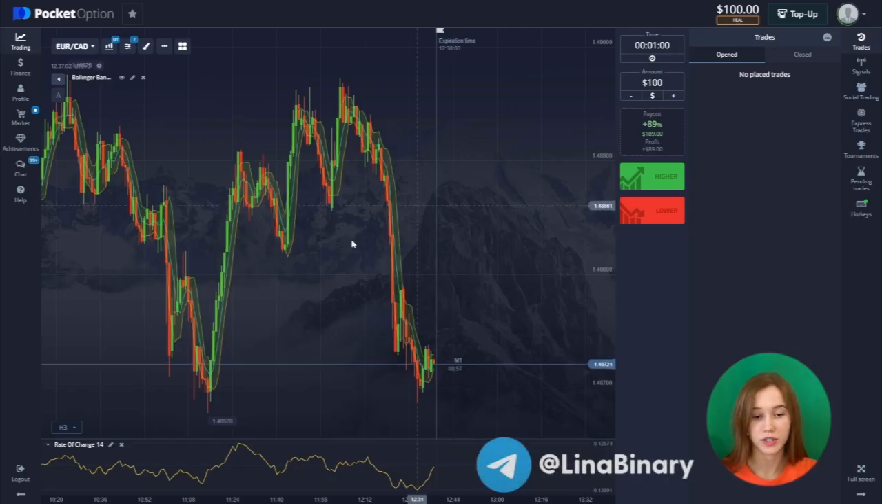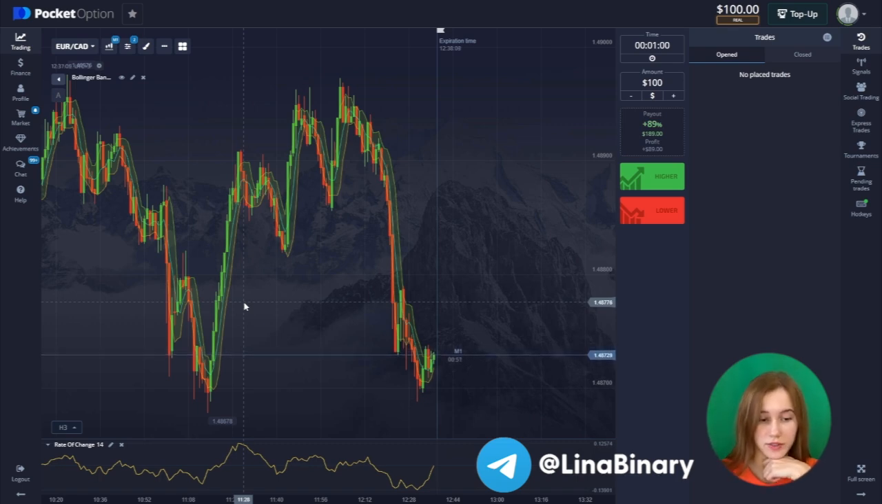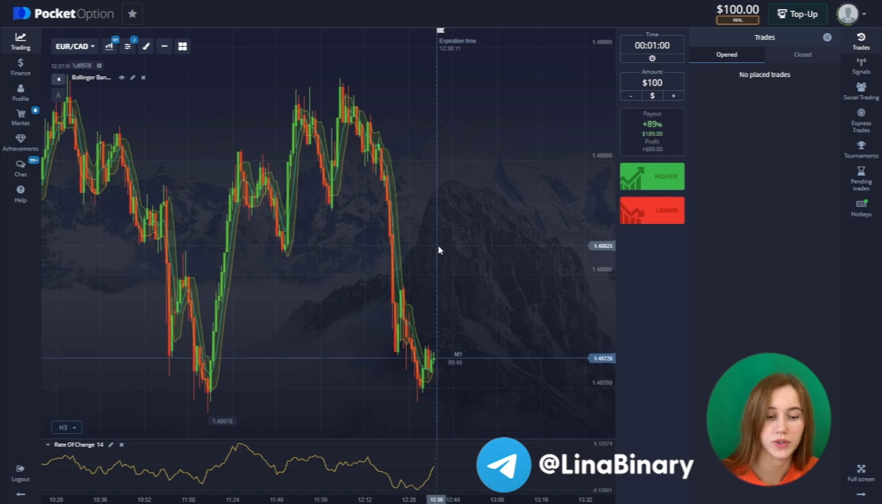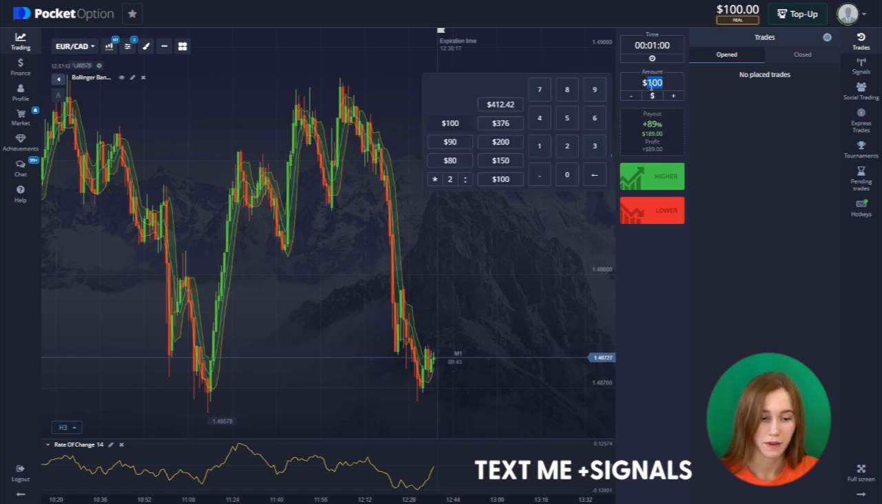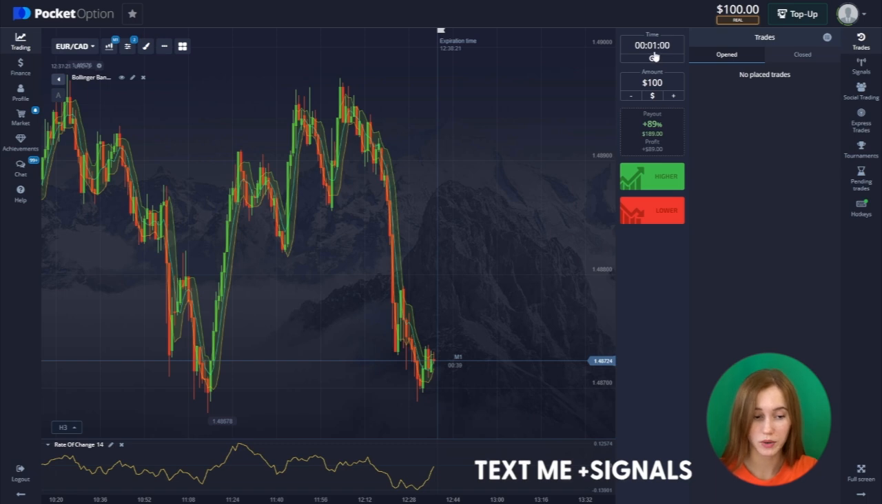So today we will trade in amounts of $100. Let's see what happens. Let's get started with our trading. The first thing we do is start setting up our trading space. Let's start: $100, our deal amount.